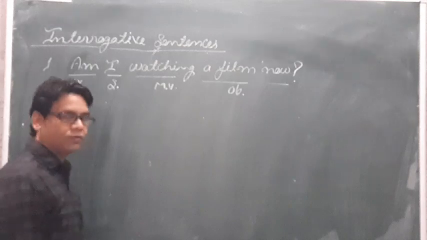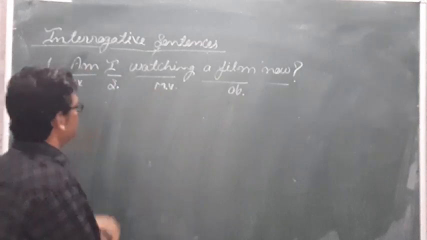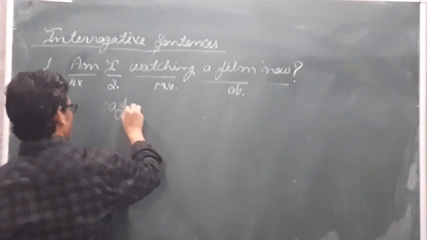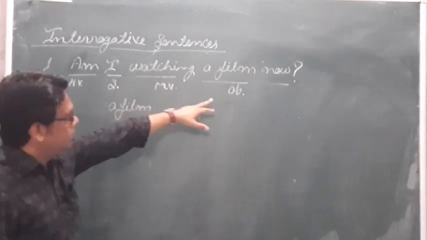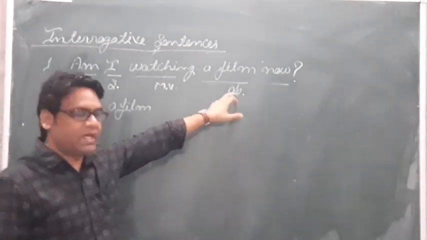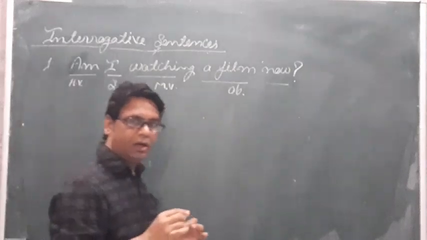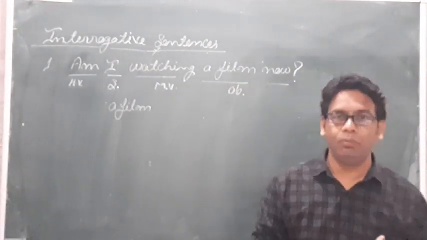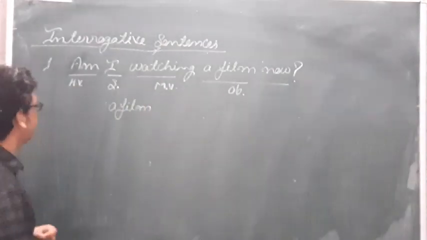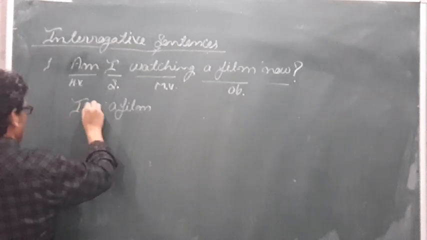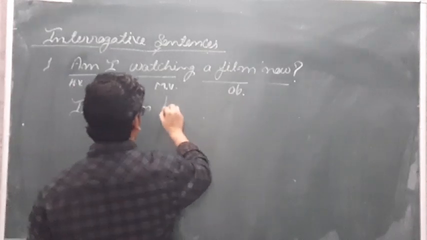Okay. So first of all, we change object into subject: a film. I change object into subject first because it gives an idea whether the subject is singular or plural. Now we know that the given subject is singular. That is why I can write is. Is plus been.